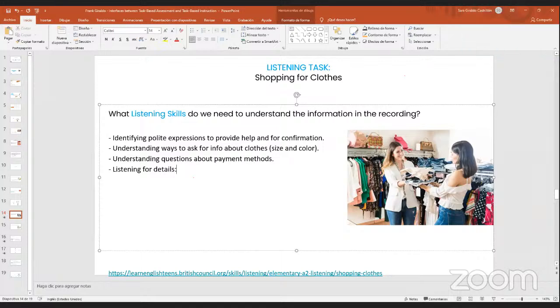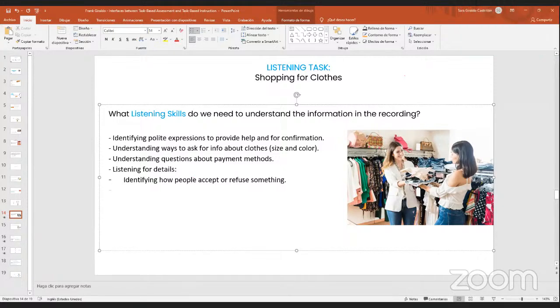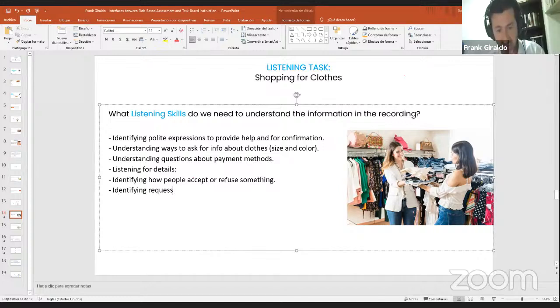Accepting or refusing. Okay. So identifying would be the listening skill. Accepting or refusing is a productive skill, but identifying how people accept or refuse something. That's the listening skill. Great. And what are some? Identifying requests from the seller. Find requests from a seller.